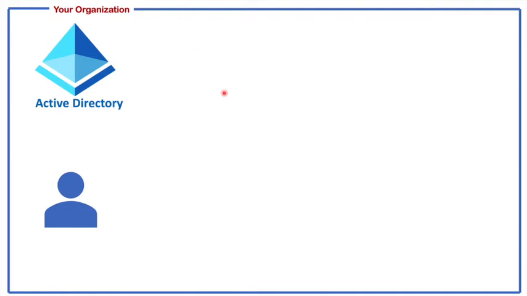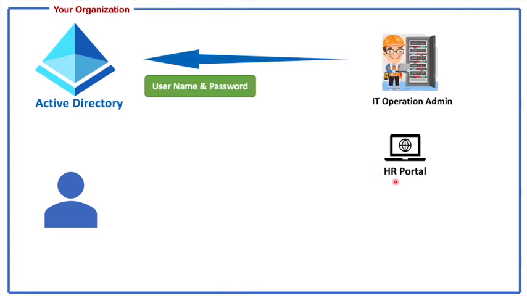See here. Take it step by step again. This new employee joined the organization. He needs to access the HR portal. He communicates to the IT operation admin. So the admin will create the username and password for this employee in Active Directory and also authorize this employee to access the HR portal.